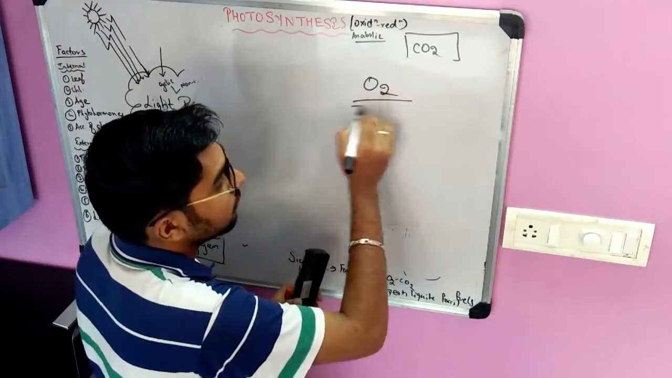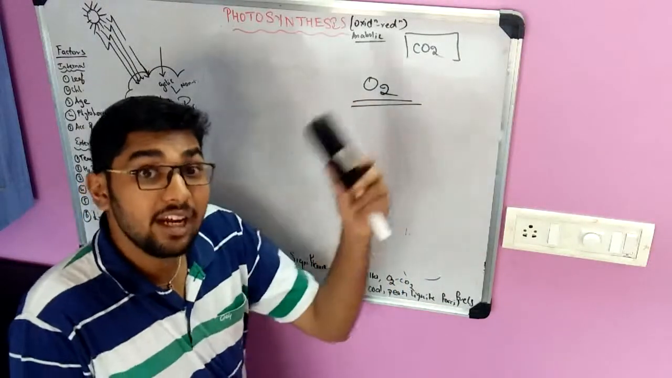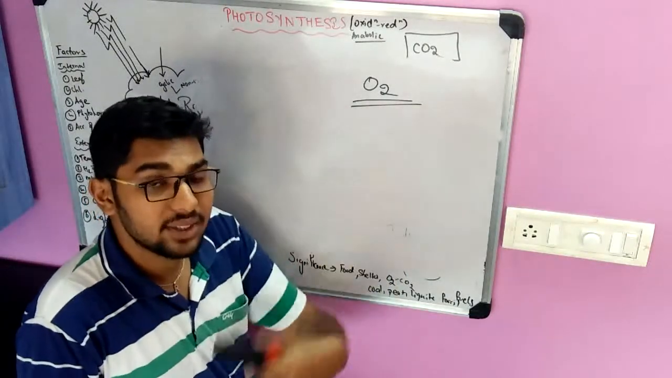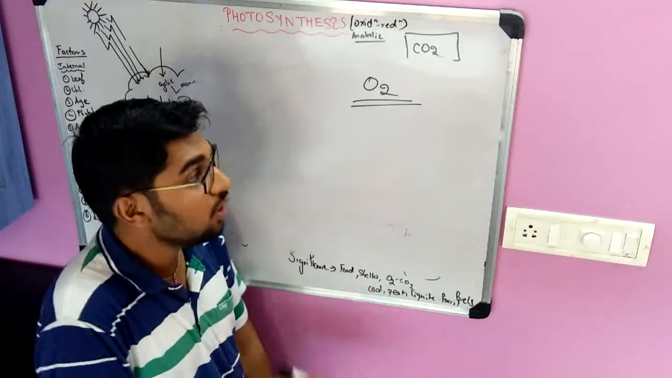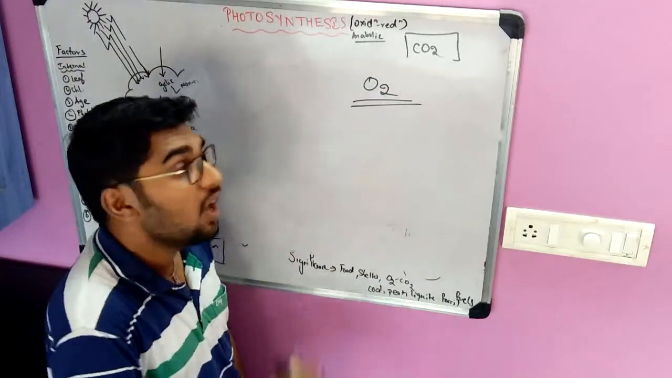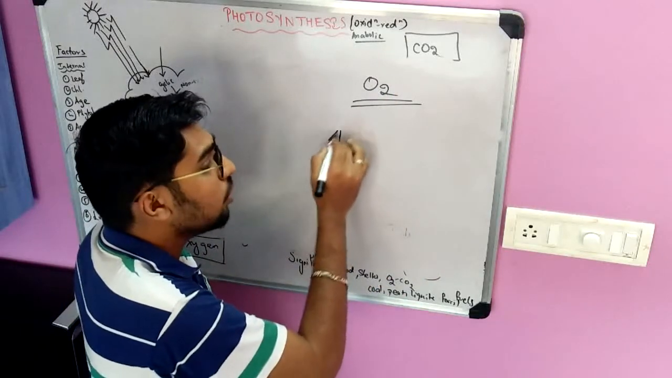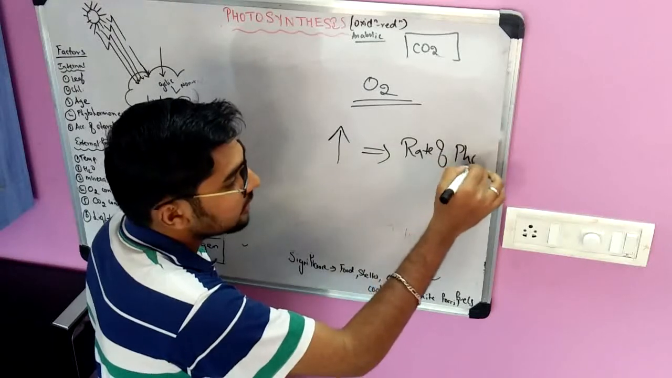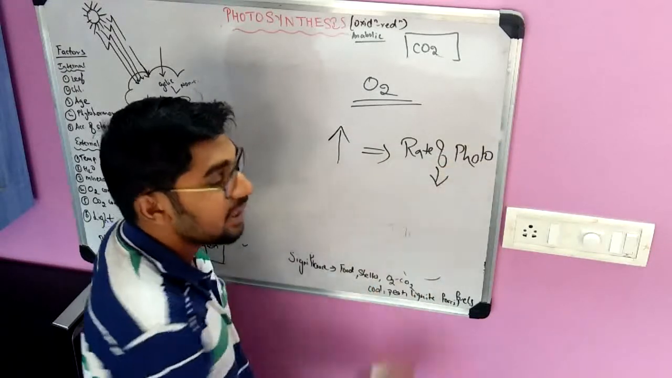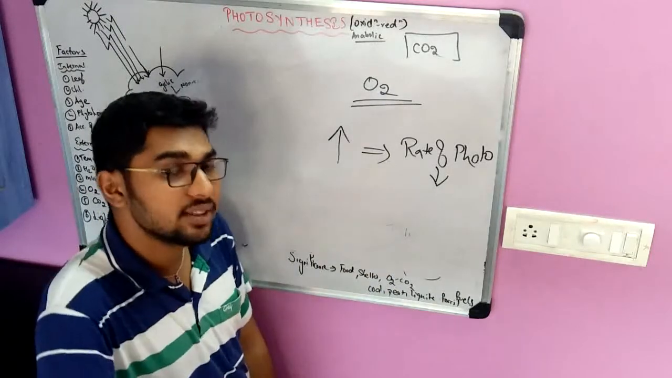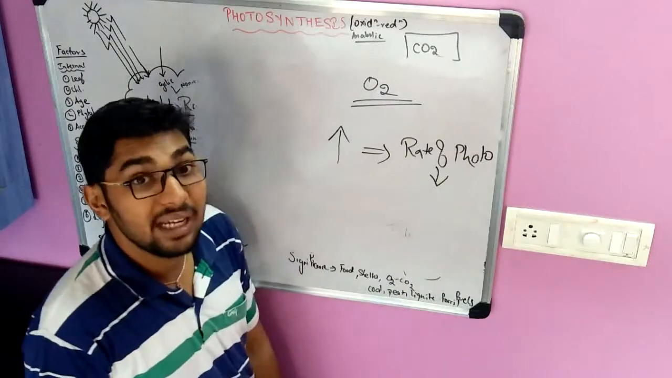Oxygen concentration. Oxygen is the end product. It is evolved during photosynthesis: carbon dioxide is taken in and oxygen is given out. So oxygen is an end product. If oxygen accumulates or is more, the rate of photosynthesis will be less. They are inversely proportional. If you have more oxygen concentration, photosynthesis will be less.